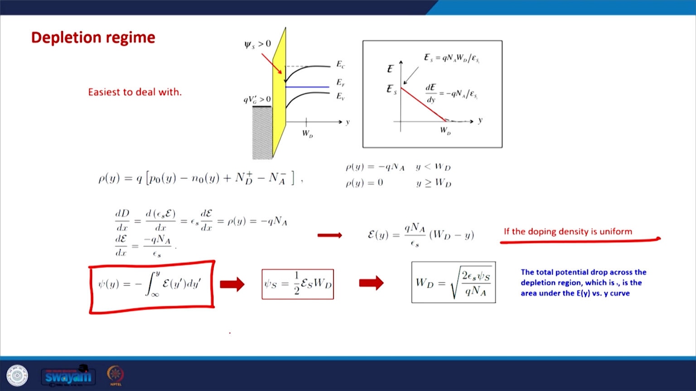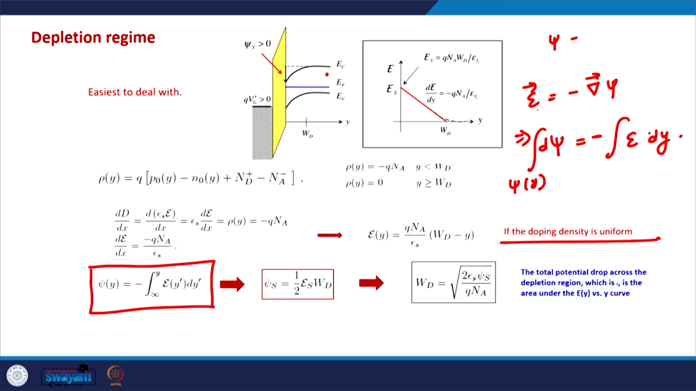The potential function, if you recall the relationship between the potential and the electric field, the electric field is essentially minus del psi by del y, which means that potential can be written as minus the integral of the field. Potential deep inside the semiconductor is 0, so at y equal to infinity, which is generally the point deep inside the semiconductor, the potential is also 0. So the limits are from any arbitrary point y where the potential is psi y to infinity where potential is 0. So, psi y will be equal to minus the integral from infinity to y of E(y') dy'.